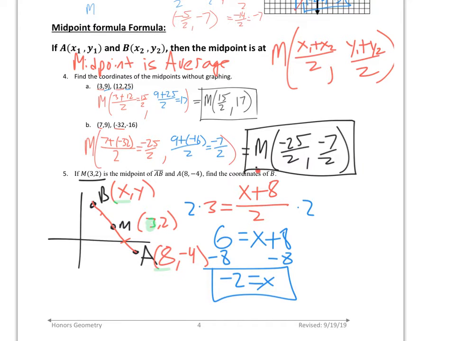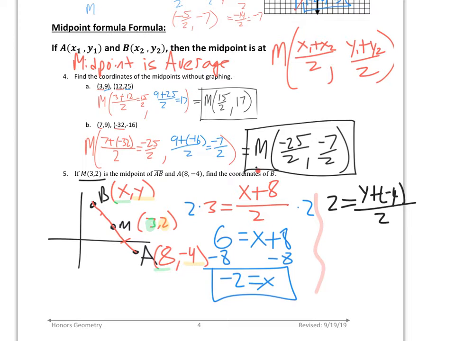We know this 2 here is the average of that y and that negative 4. So let's go ahead and do that. So 2 is the average of y over here and negative 4. So if we take y plus negative 4 and divide by 2, we get 2. This 2 is the average of these two.